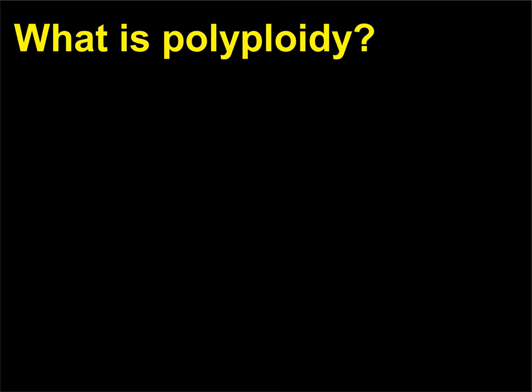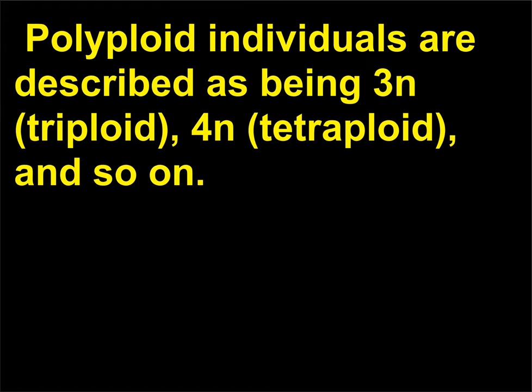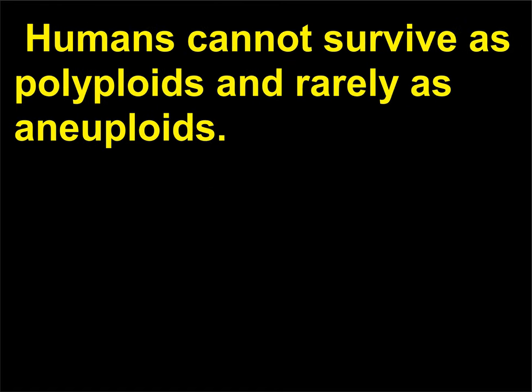What is polyploidy? Polyploidy is a condition where complete, extra sets of chromosomes are contained within cells. Polyploid individuals are described as being 3N, triploid, 4N, tetraploid, and so on. Humans cannot survive as polyploids and rarely as aneuploids.